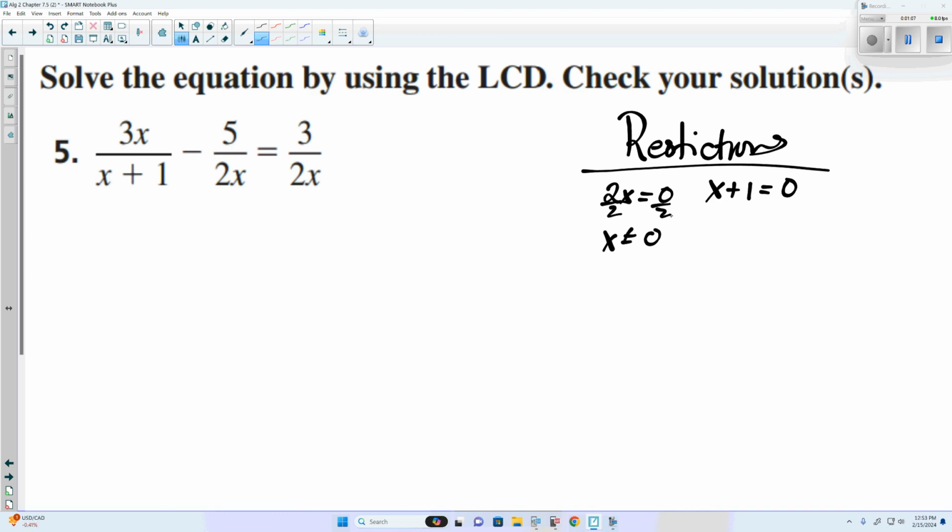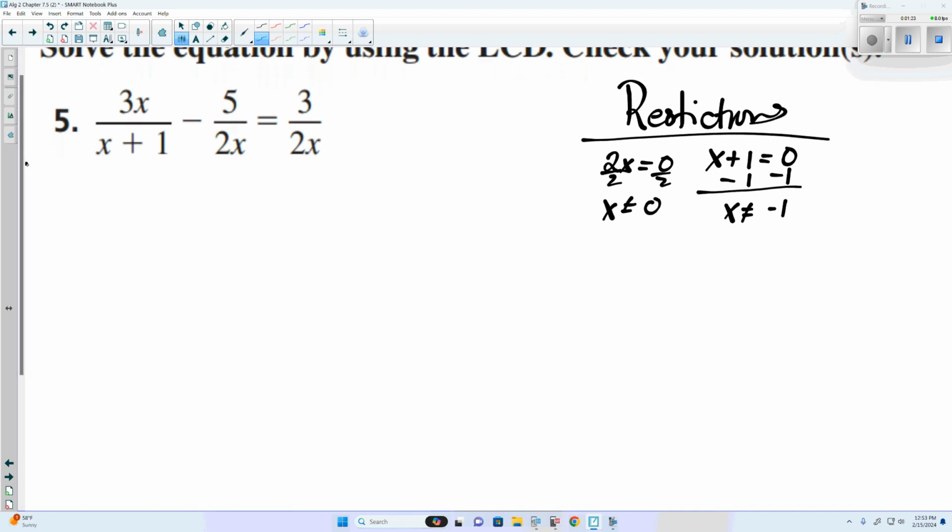Now our other one, x plus 1, we would subtract 1 from both sides, telling us that whenever x is -1, we would have a denominator of 0, and that does not work either. So the two restrictions for this problem are 0 and -1. If we get either one of those as a solution, it won't work. So if we've solved it and found that, say, x is equal to -1, we would just mark it out because it won't work. It's what we call an extraneous solution. It's a solution we get from solving, but doesn't work in the original problem.